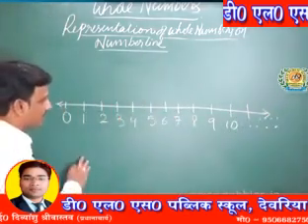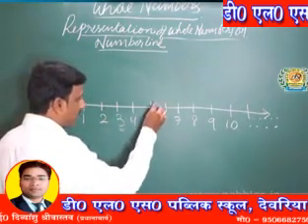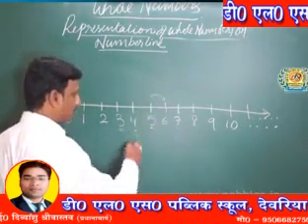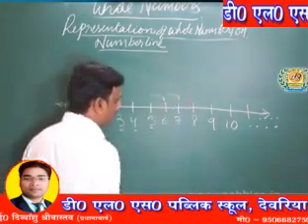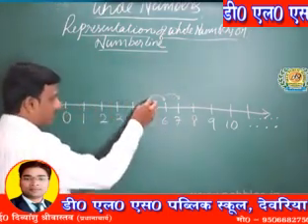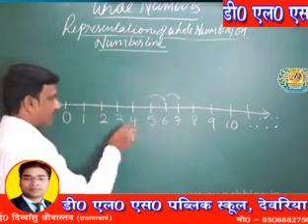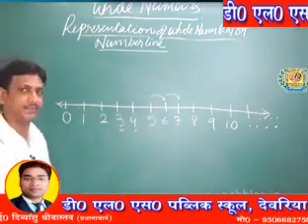Now we observe the number line. Here every number on this number line has a successor towards its right side. So 6 has its successor on the right side, that is 7. In the same way, every number has its predecessor on its left side. So this is a number line drawn with whole numbers.